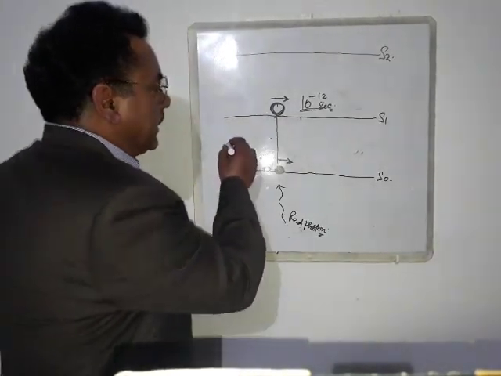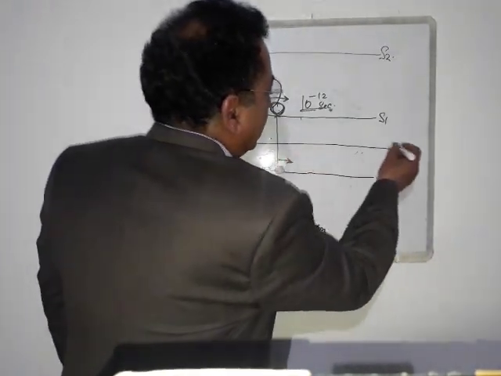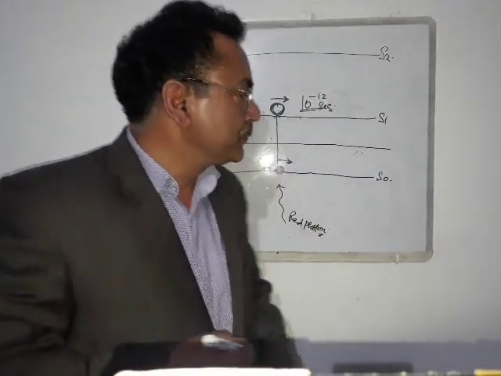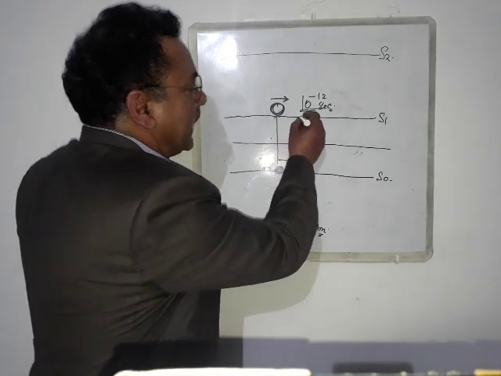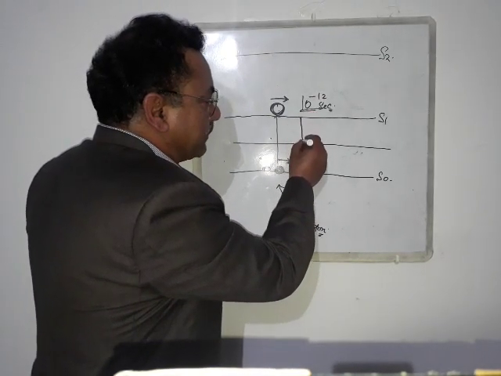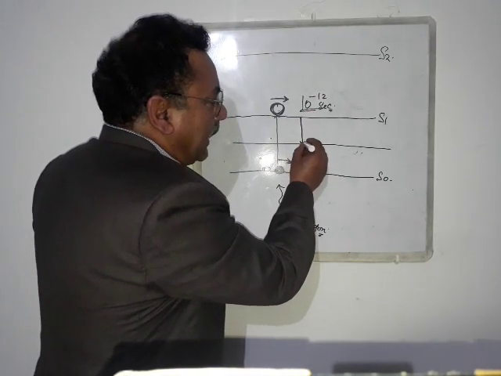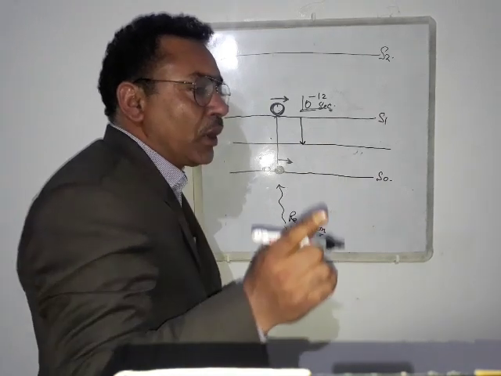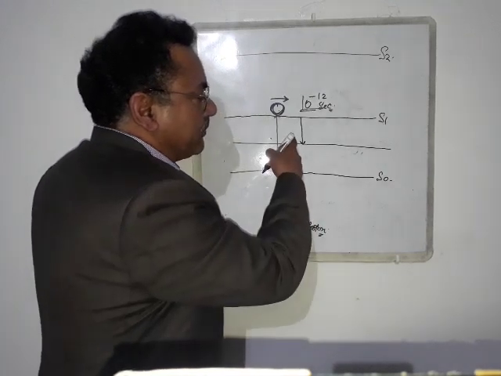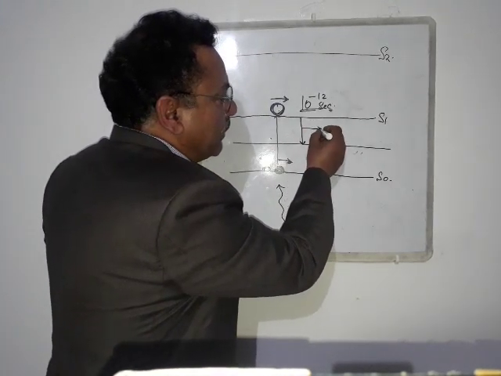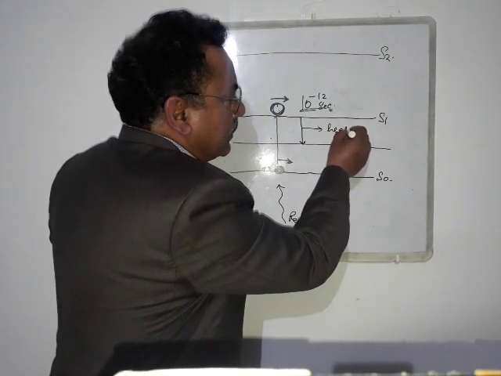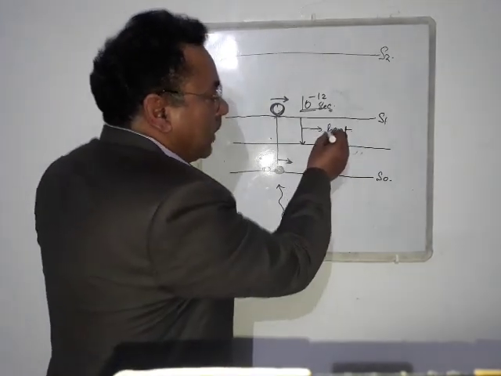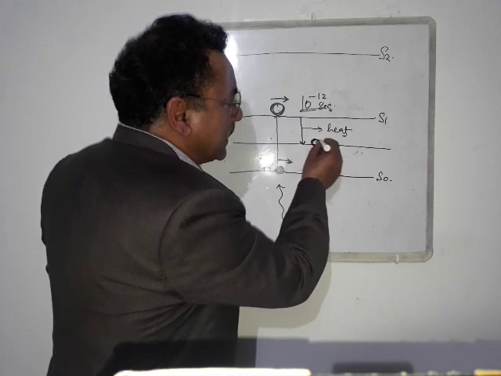Sometimes it cannot lose all this energy in a single moment. So what happens? The electron comes down, losing only a small amount of energy associated with it, which comes out in the form of heat. So there will be heat loss, and because of this the electron reverses its spin.